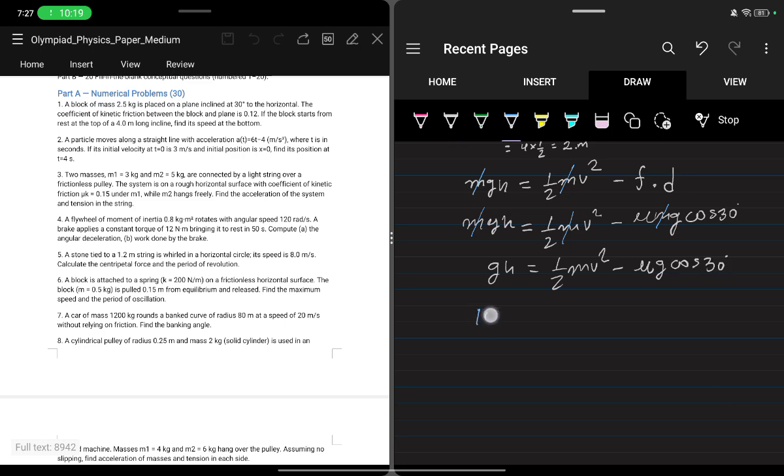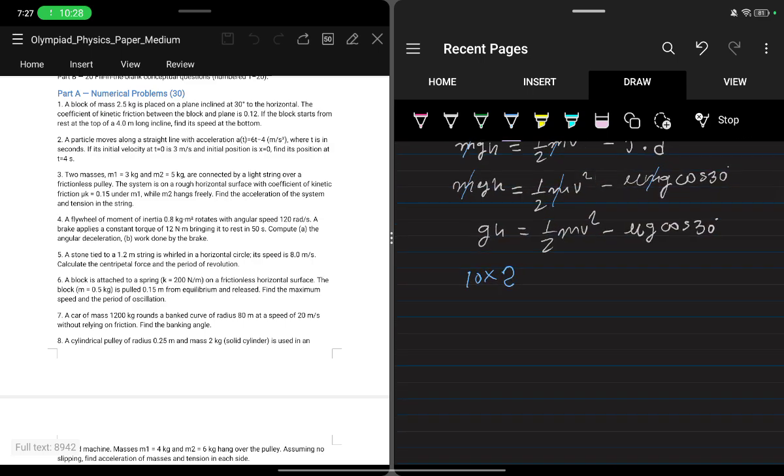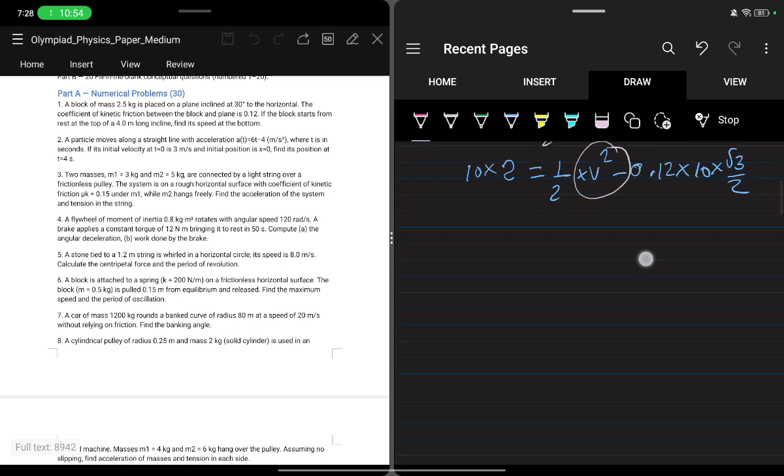This is 10, height was 2 meters, we just found it out. Half, we cancelled out this. We need to find v square. Value of mu is 0.12, g is 10, and cos 30 degrees is root 3 by 2. So if you solve this, you'll end up with the answer. That will be your speed. I'm not solving it, this is just a calculation. Now let's move on to the next question.